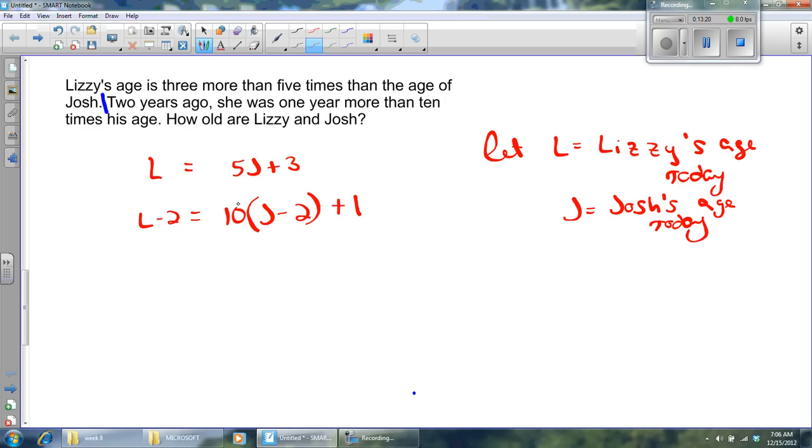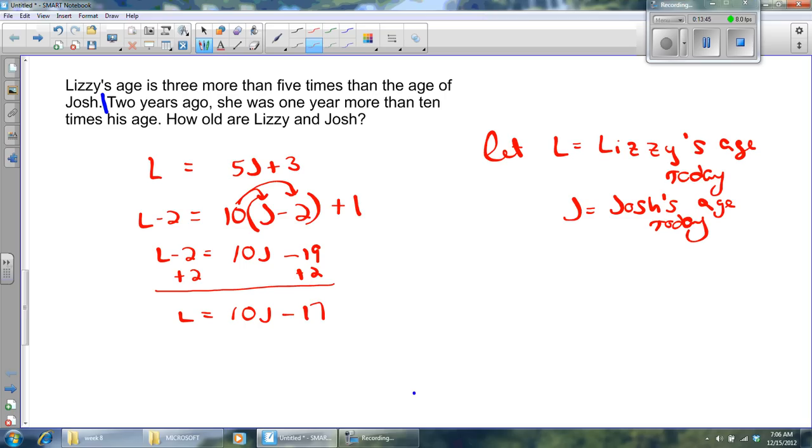She's 1 more than that. Okay, so one more time. I'm going to distribute and simplify. And I'm going to get 10j minus 20 plus 1 minus 19. Okay. I'm going to add 2 to each side. Get L equals 10j minus 17. And now I can substitute.